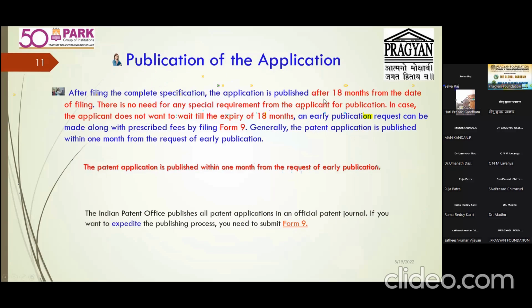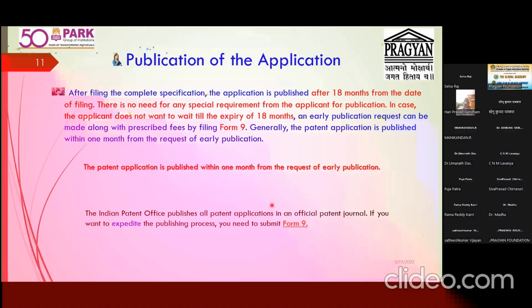As I said before, after 18 months your invention will be published. Sometimes the applicant does not want to wait till the expiry of 18 months. In that case, the patent application can be published within 1 month from a request for early publication. You have to file your form number 9 with the patent office. This is very important. The patent office publishes all patent applications in the official patent journal. If you want to execute the publication process, you need to submit form number 9.